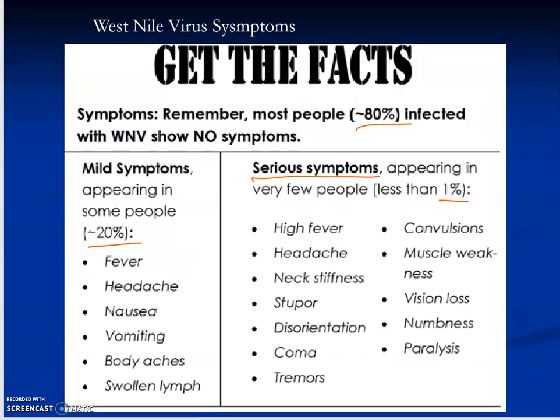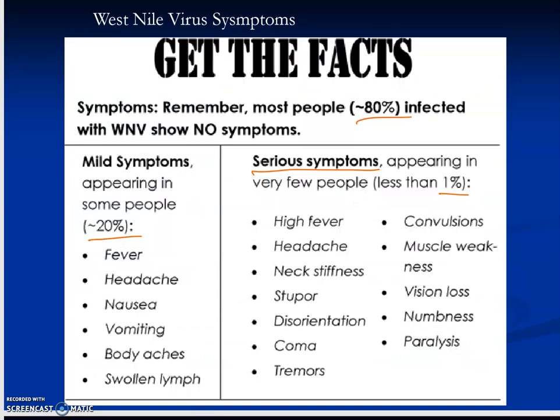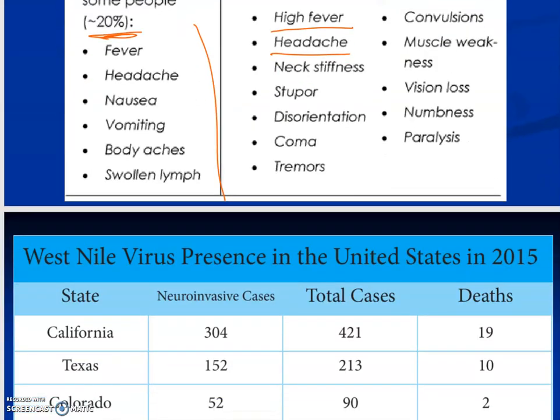So here are some West Nile virus facts on the symptoms. So 80% of people infected have no symptoms at all. 20% have mild symptoms, and those include the ones listed right here. Serious symptoms would be seen in less than 1% of people, and very characteristic would be a very high fever and a massive headache. Those are signs of impending encephalitis.